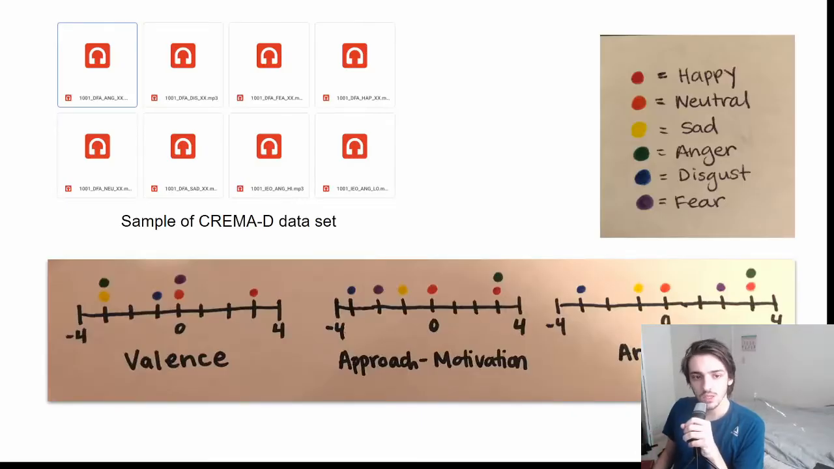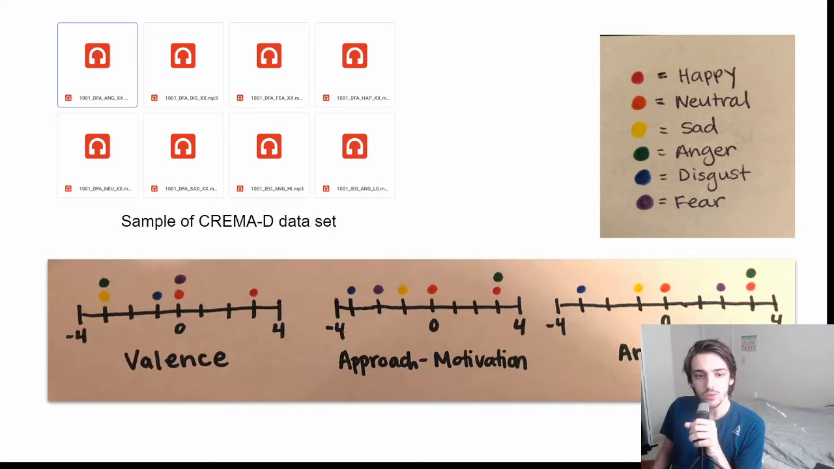We considered 6 emotions in our classification: happy, sad, neutral, anger, disgust, and fear. Based on our research, we determined the ideal valence, approach motivation, and arousal for each emotion. Each value is an integer ranging from -4 to 4, inclusive. A negative value means a low level of the specified indicator, 0 means a neutral level, and a positive value means a high level.